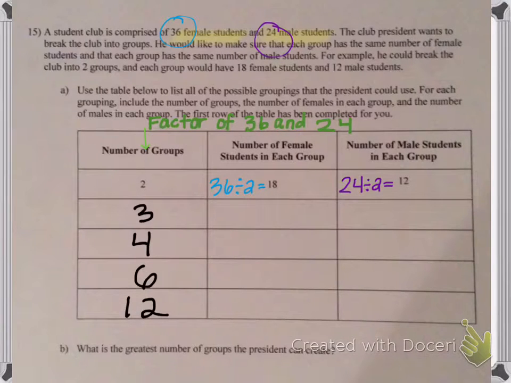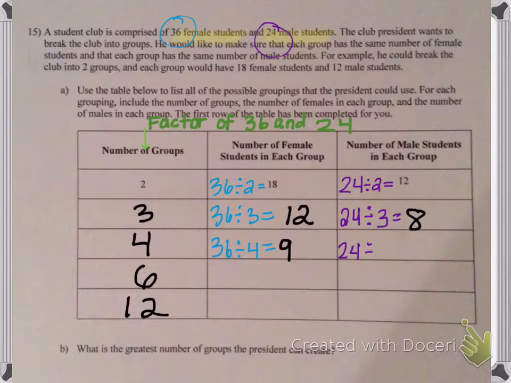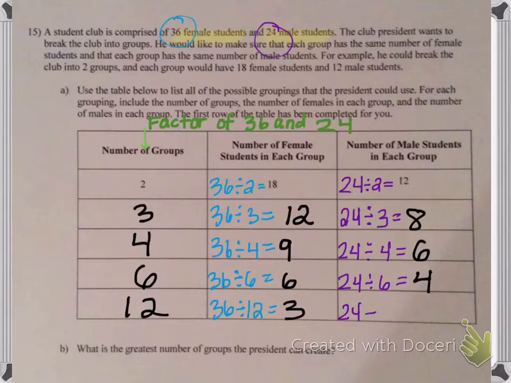So if he divides it into 3 groups, that would mean there would be 12 female students and 8 male students. If he divides it into 4 groups, there would be 9 females and 6 males. And then we'll continue for 6 groups. So if it was 6 groups, there would be 6 female students and 4 male students. And if there were 12 groups, we would have 3 females and 2 males in each group.